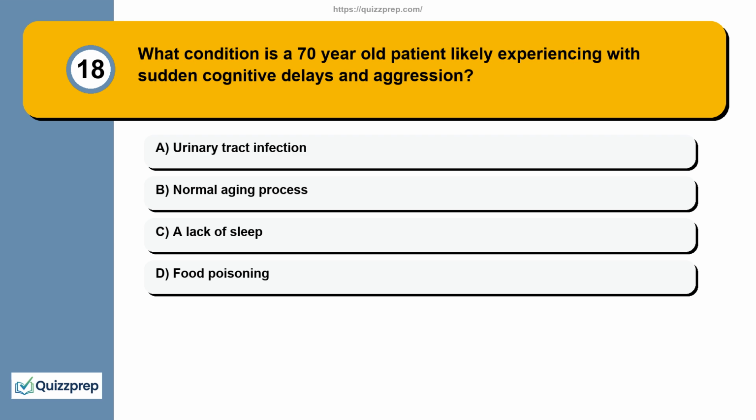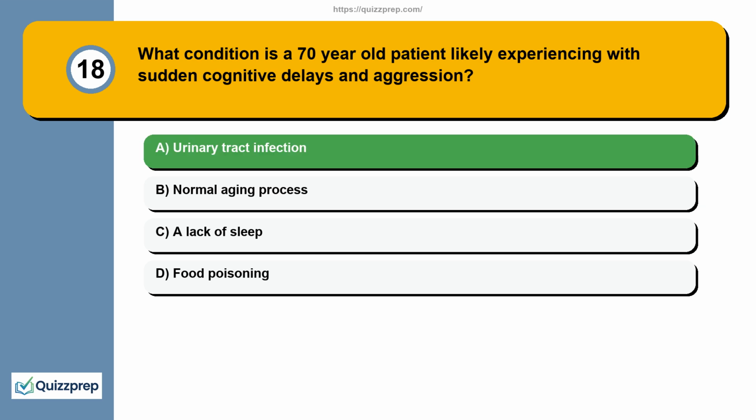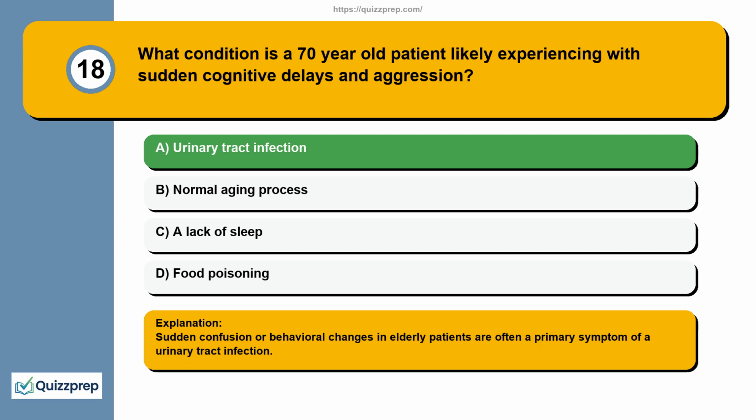Question 18. What condition is a 70-year-old patient likely experiencing with sudden cognitive delays and aggression? Urinary tract infection, normal aging process, a lack of sleep, food poisoning. Sudden confusion or behavioral changes in elderly patients are often a primary symptom of a urinary tract infection.